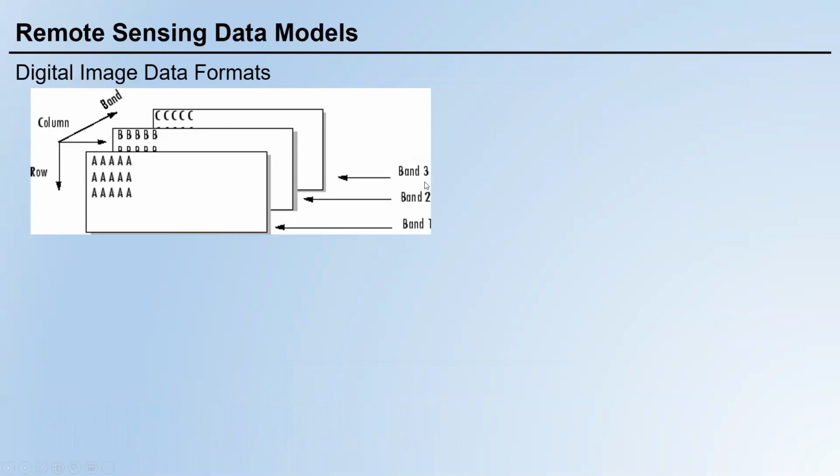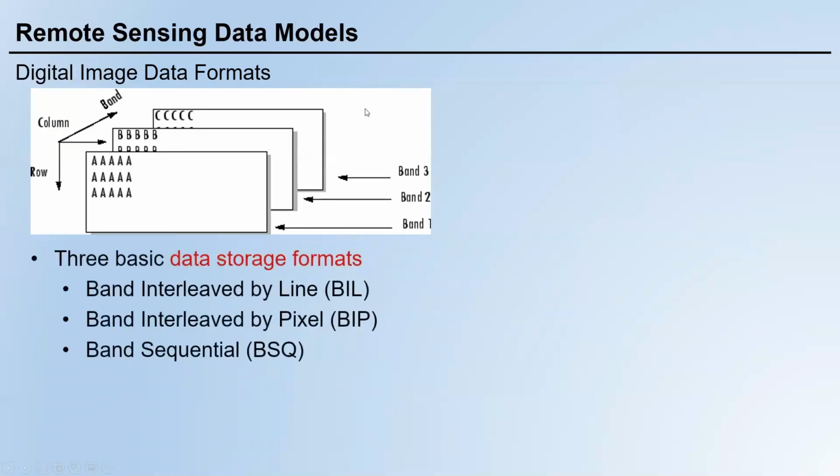So all pixels on the image from band 1, they're assigned A, right? Same value. Let's just assume that. Pixel B's are from band 2. Pixel C's are from band 3. So we have 3 basic data storage formats: band interleaved by line, BIL, band interleaved by pixel, BIP, and band sequential, BSQ. What's the difference?